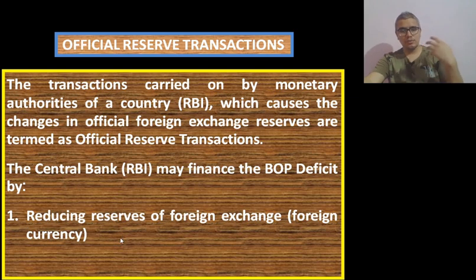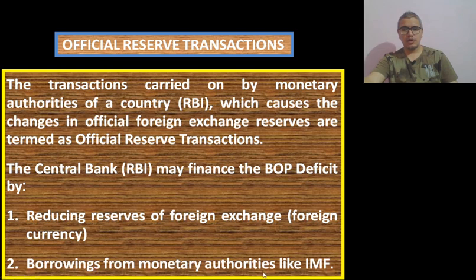As we all know, if foreign exchange is withdrawn from the foreign exchange reserves, it is recorded on the credit side. So the first option is reducing reserves of foreign exchange, that is foreign currency, or borrowing money from monetary authorities like the IMF, the International Monetary Fund. Whenever borrowing is there, it is written on the credit side. Even though it is written on the credit side, it is part of the capital account itself. We have discussed in the difference that accommodating items always take place on the capital account only.